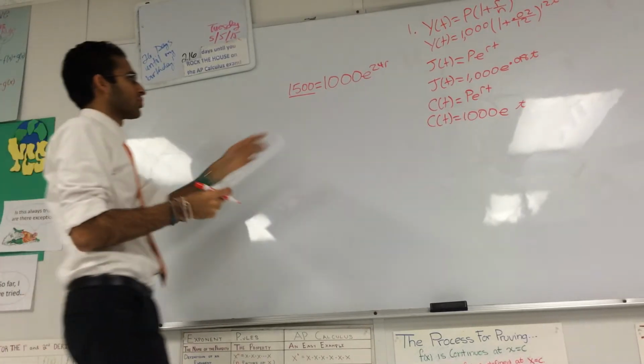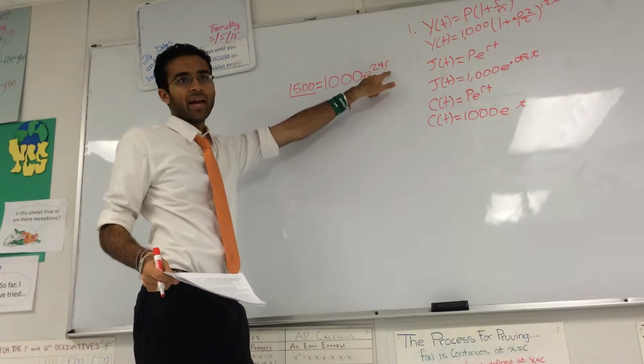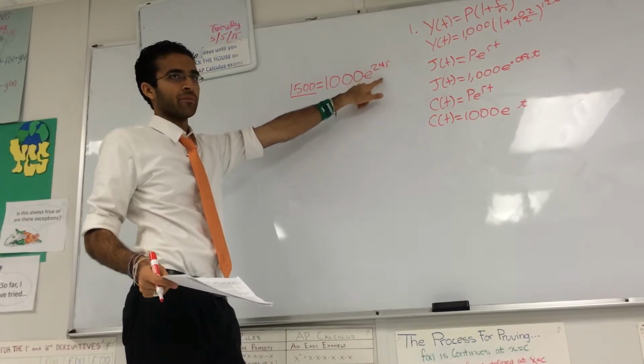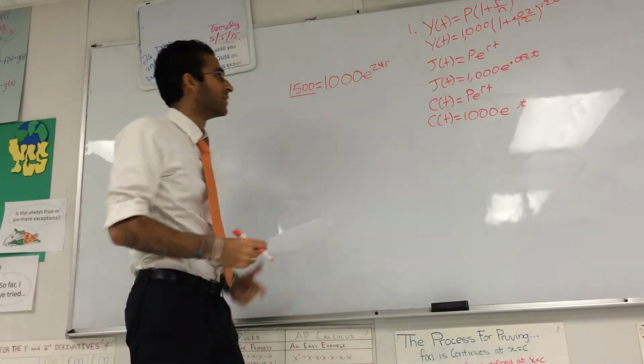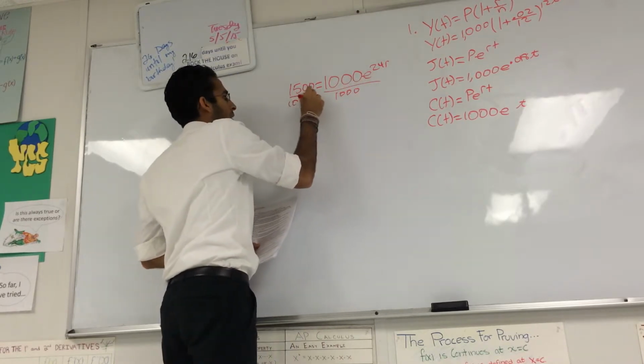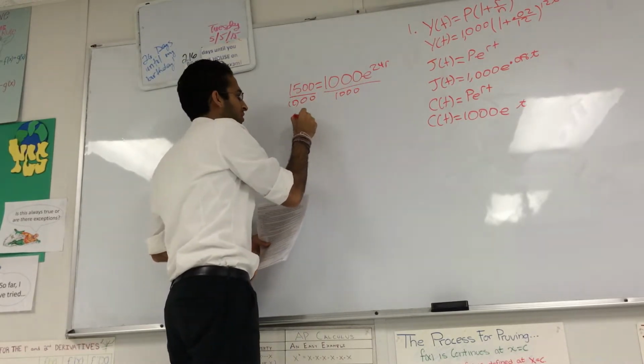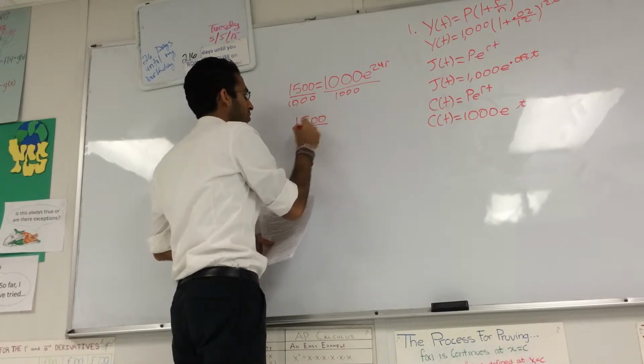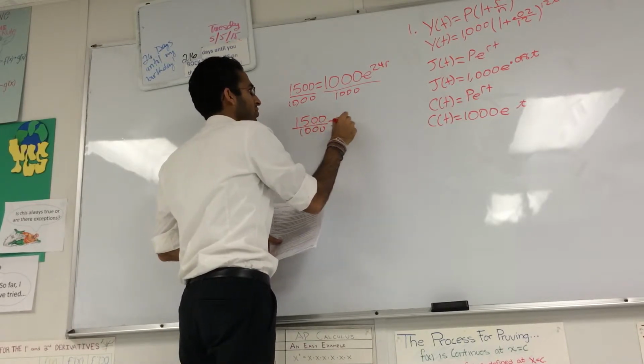And now I can just solve this equation for r. And this is like Wednesday's homework assignment, or the homework assignment that was due on Wednesday. Divide both sides by 1,000. So 1,500. If you can do this on your own, go ahead and do it. And I'll do it up here so you can check the steps.